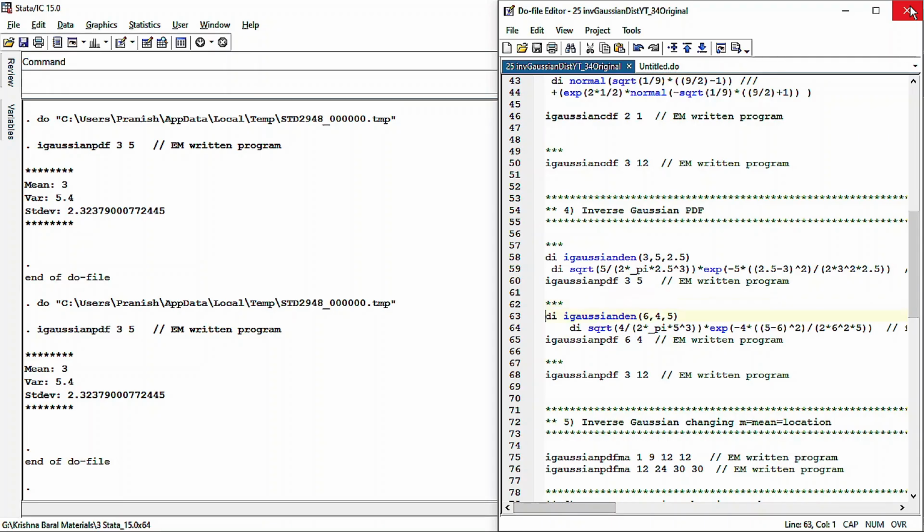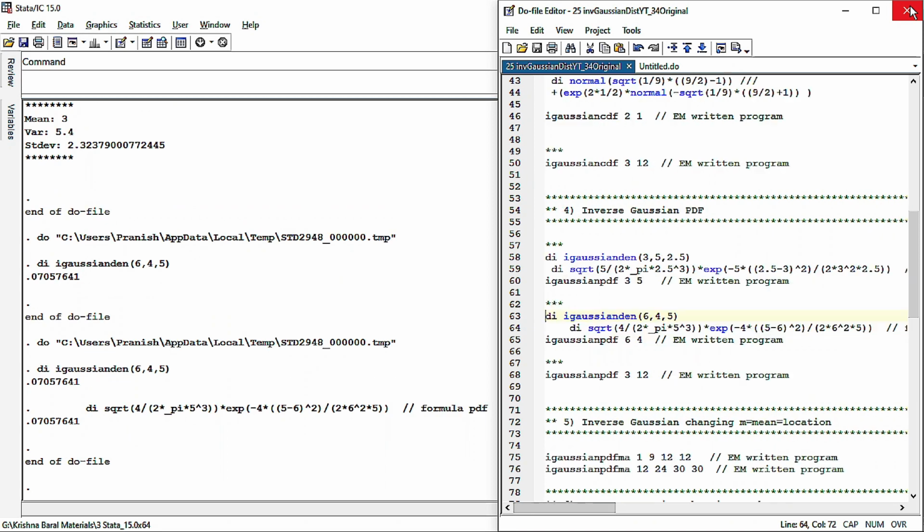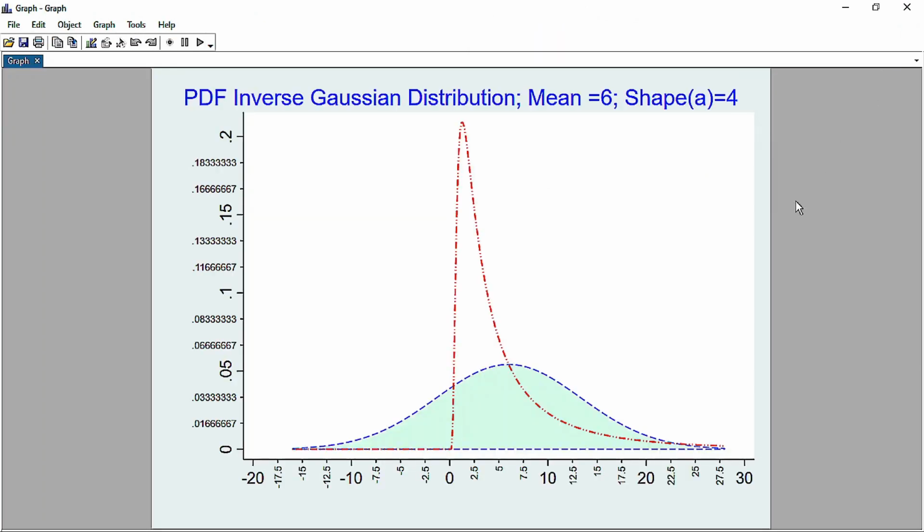Now let us repeat the same process, this time when the mean is equal to 6 and the shape parameter is 4 and the value of x is 5. So the probability of getting 5 by the theta function, we get it is 7%, and by the generic formula it should yield the same result, 7%. And let us see it with the help of the graph. So for 5 we should get 7%, and somewhere over here, 7%.